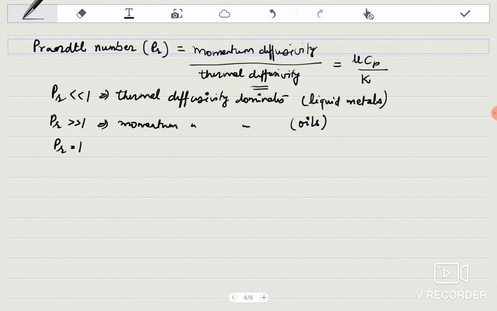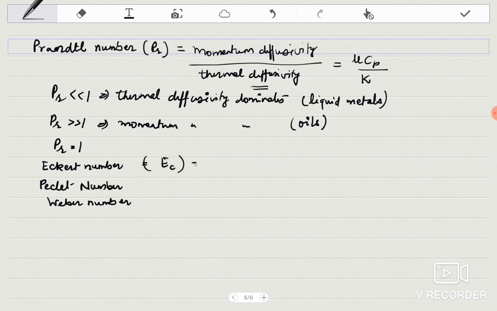So like these numbers, you may also have the Eckert number, the Peclet number, and the Weber number. These are certain numbers where the Eckert number is denoted as Ec, and this is equal to V squared upon Cp delta T.